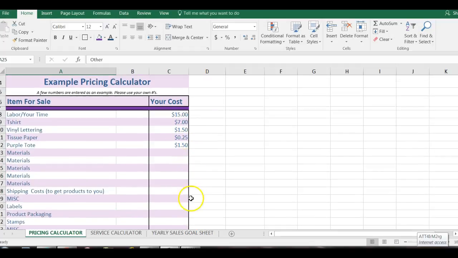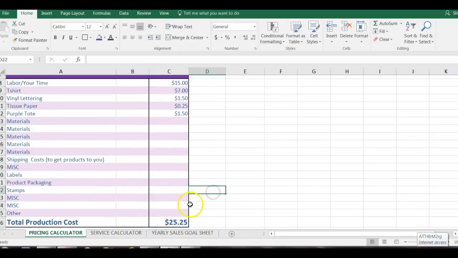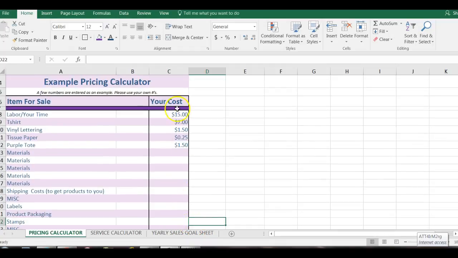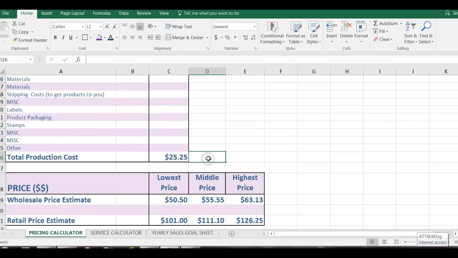So once you add all this, there's a formula here, and it's going to calculate what that cost should be. So your total production cost is $25.25, if these are the right numbers. Now, what is our formula? Our formula is whatever that cost is, it's cost times 2, right? So this is your cost times 2 that gives you your very lowest price. And this is the lowest common denominator. What this is doing is doubling your price. It's just the lowest common denominator.